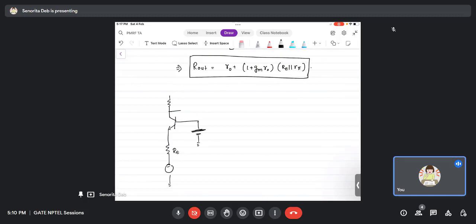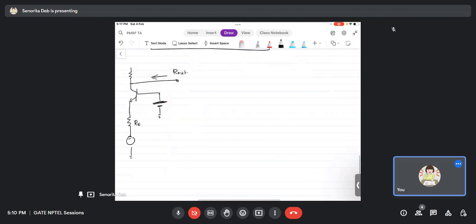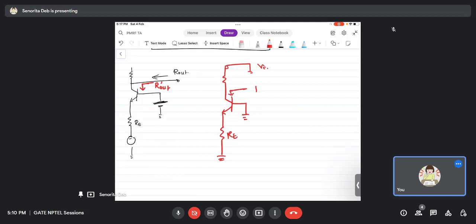Now if you try to find out the output resistance R out, what we right now found out was this resistance R out dash, let's say. So when you are doing that, in that process, what you have to first do is AC ground. So when you do the AC ground, this is RE, this is grounded, and this is grounded, and I'm looking at it from here. So basically the entire R out will be RC parallel to R out dash, right?